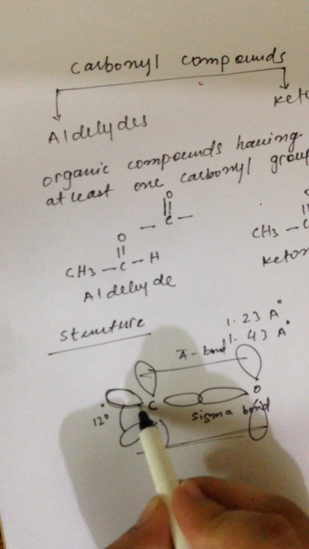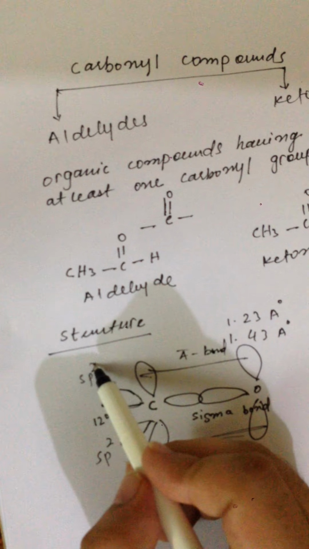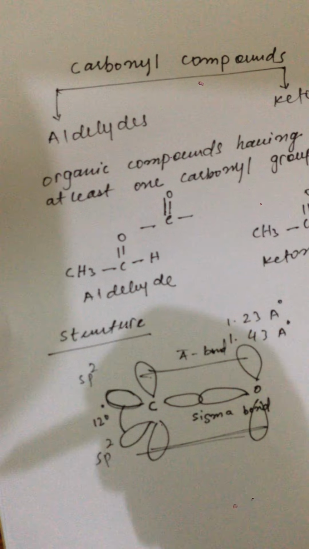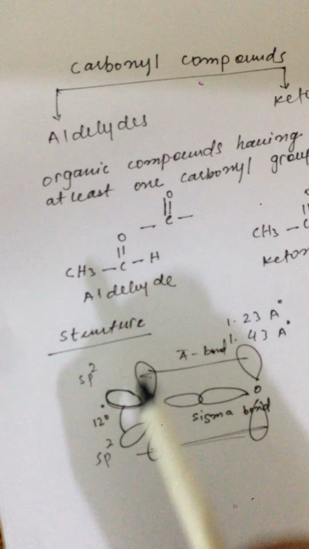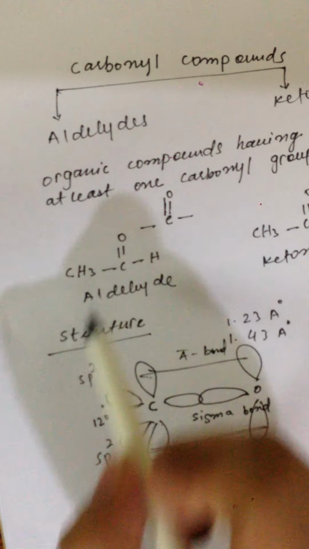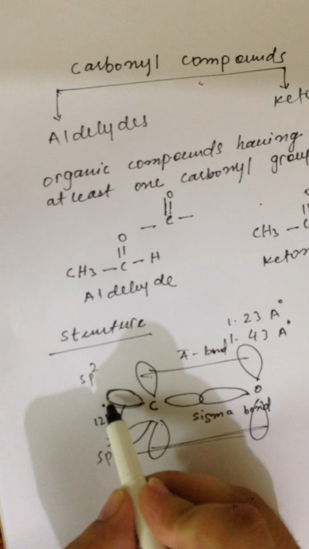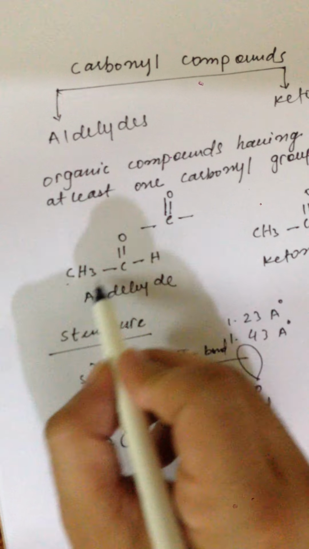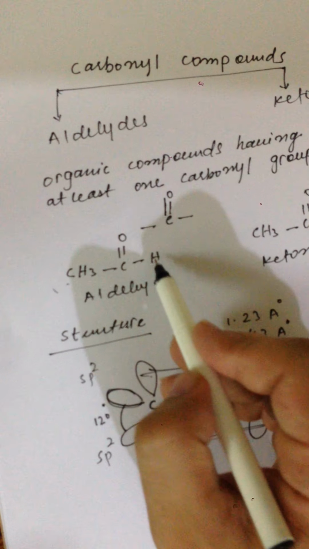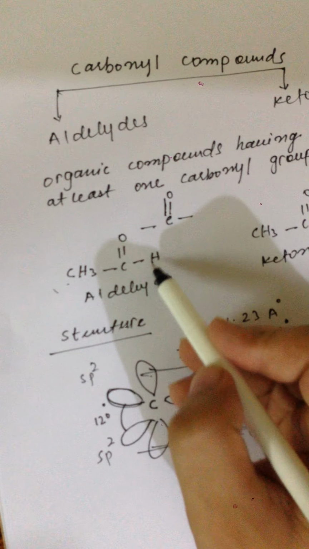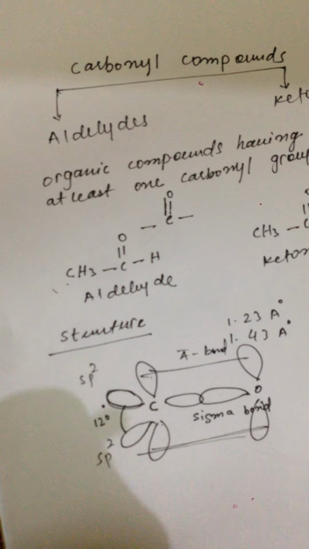And these two sp2 hybridized orbitals will form bonds with the alkyl group. For example, in this compound, one of the sp2 hybridized orbitals is forming a bond with carbon. This one will form a bond with the carbon atom of the methyl group, and this one will form a bond with the hydrogen atom. This is how carbonyl compounds are formed.